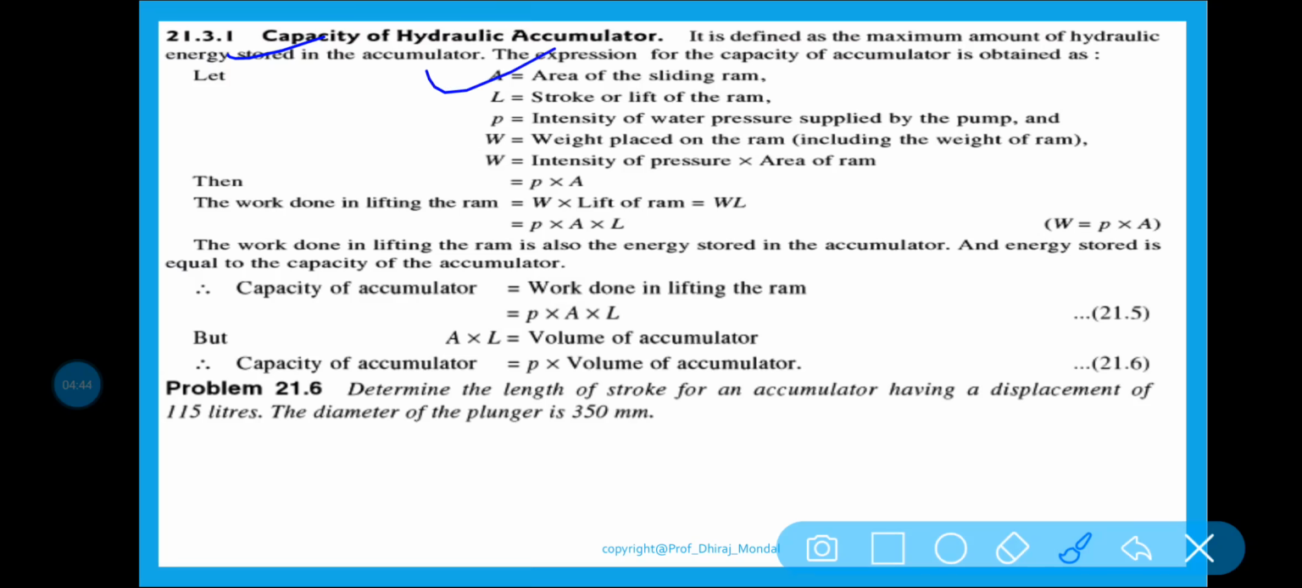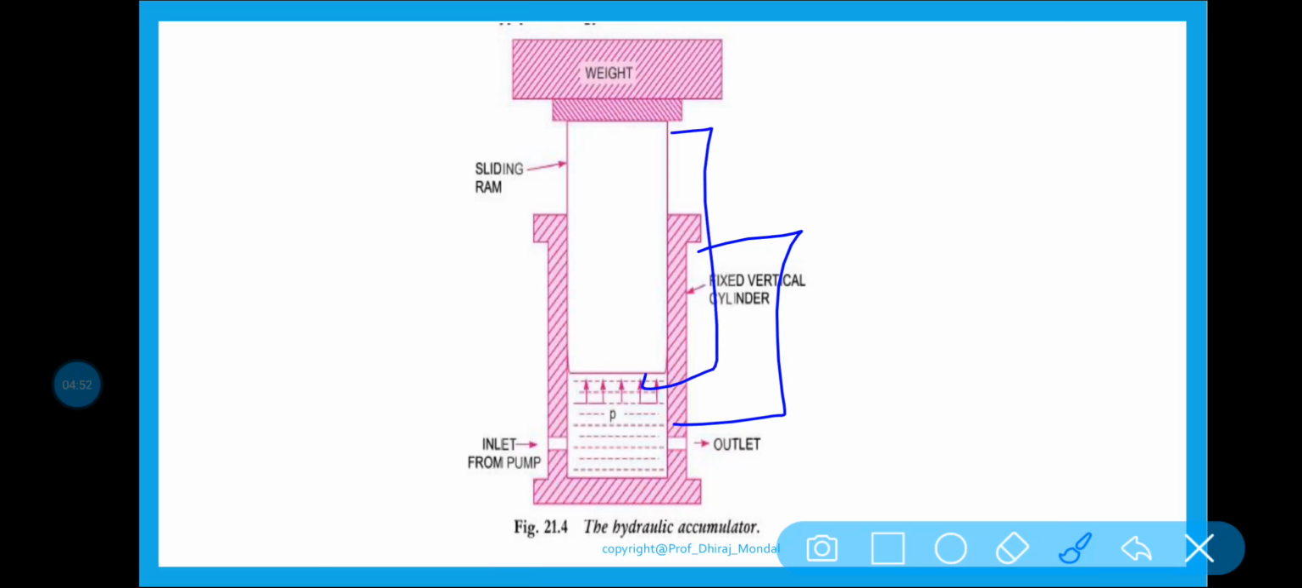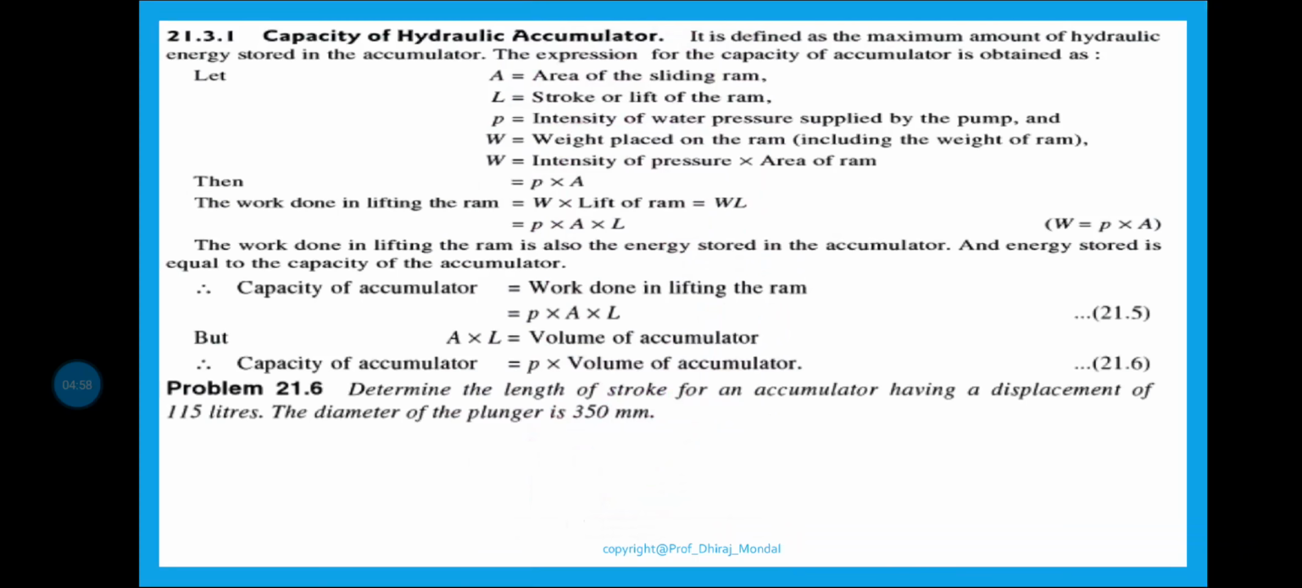A is the area of the sliding ram, L is the stroke length. Stroke length means, basically, this is your stroke length. That means how much weight is lifted. Stroke, that means the stroke or lift of the ram.